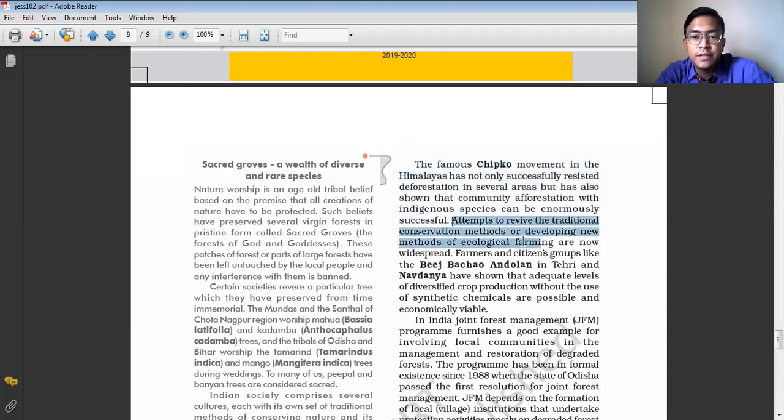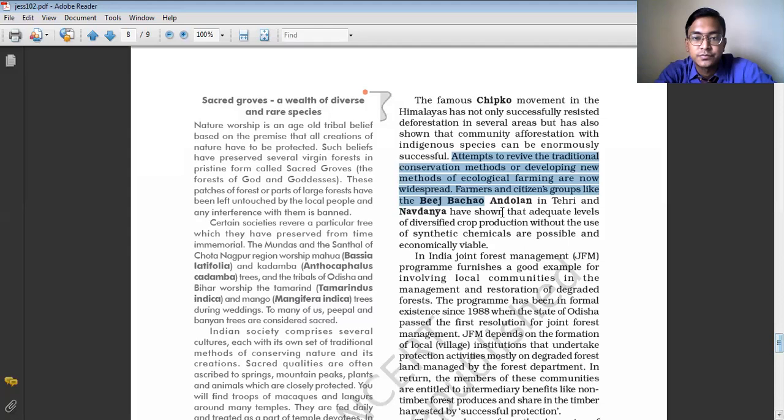Attempts to revive the traditional conservation methods and to develop new methods of ecological farming are now widespread. Attempts have been made to revive the traditional methods of conserving the forest and to carry out the traditional methods of farming without hampering the forest areas. Various attempts have been made by the farmers living in these forested areas, basically in the Himalayan region.